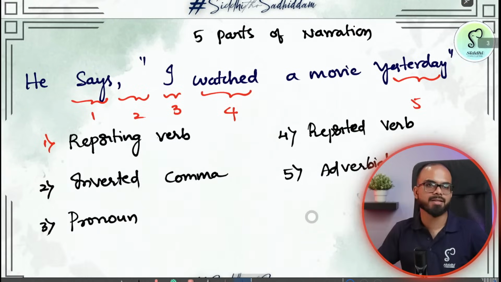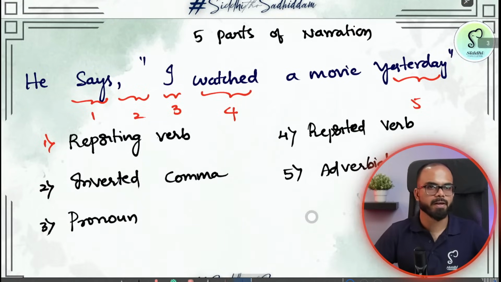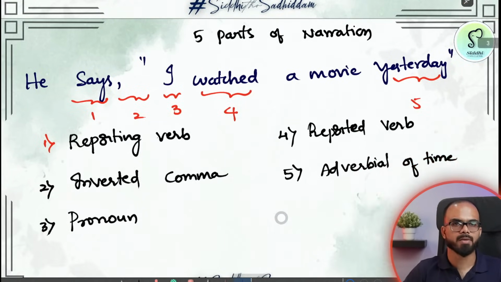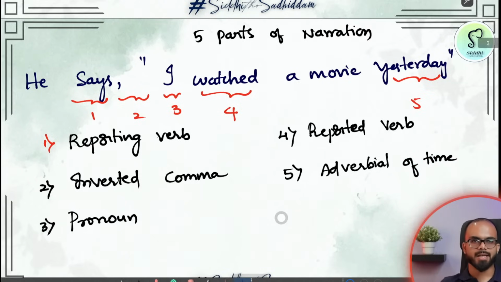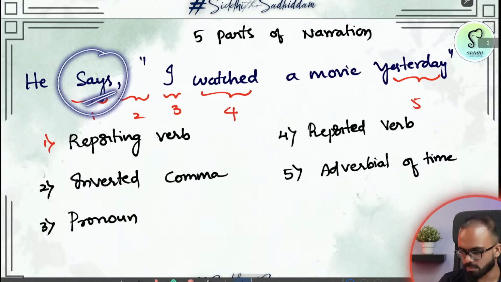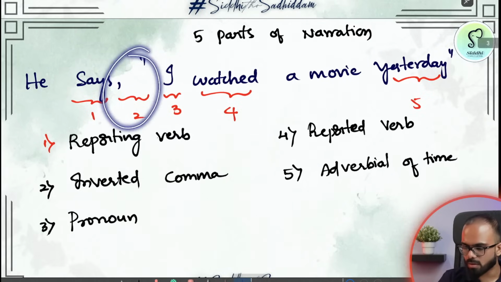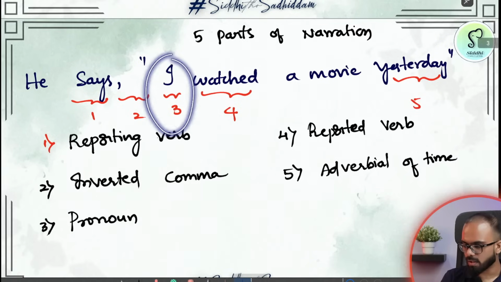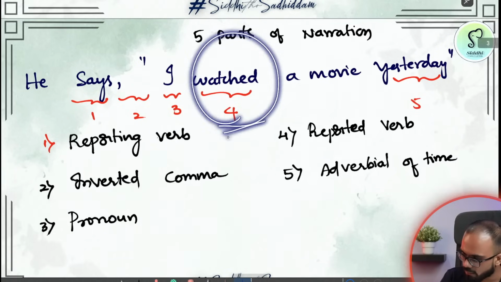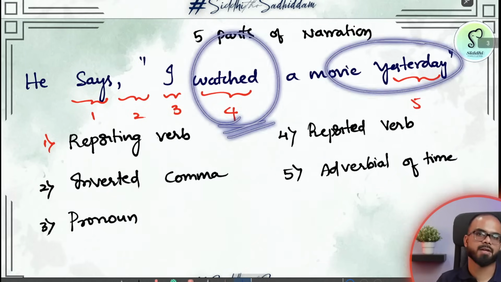Now, any narration statement has got 5 parts to it. Okay. Any narration sentence has got 5 parts to it. One is reporting verb. Second is the comma and quotation mark. Third is pronoun. Fourth is the reported verb. And fifth is the adverbial of time.